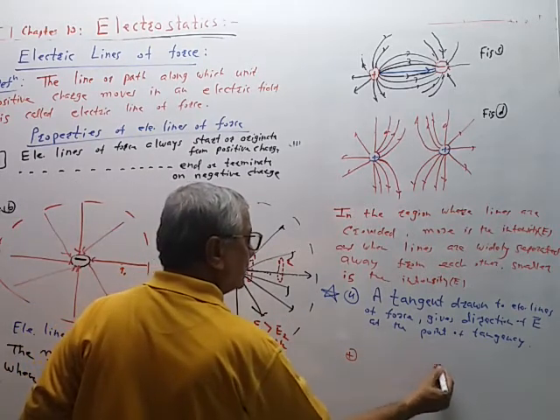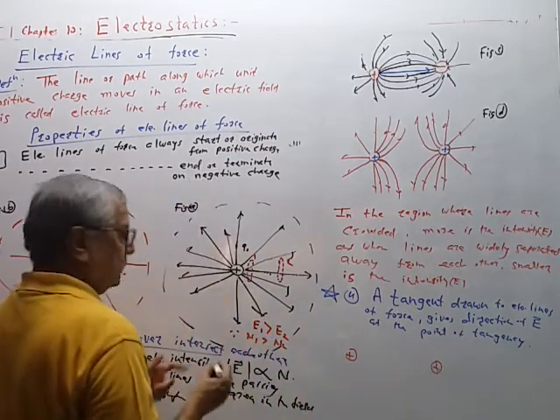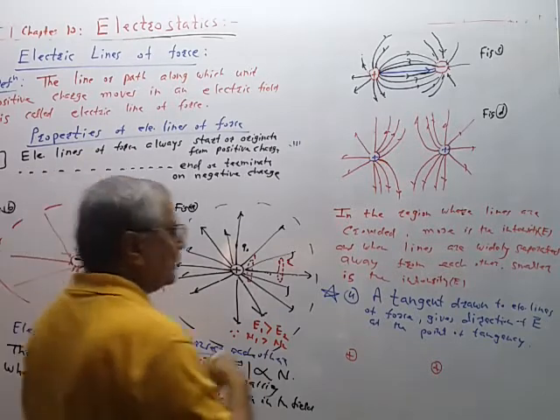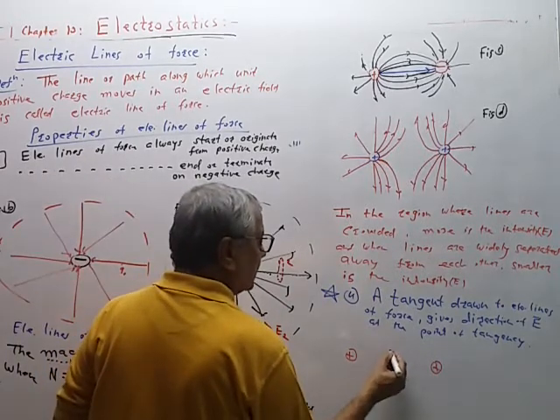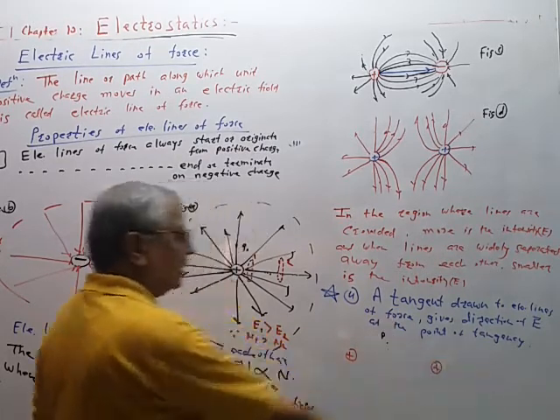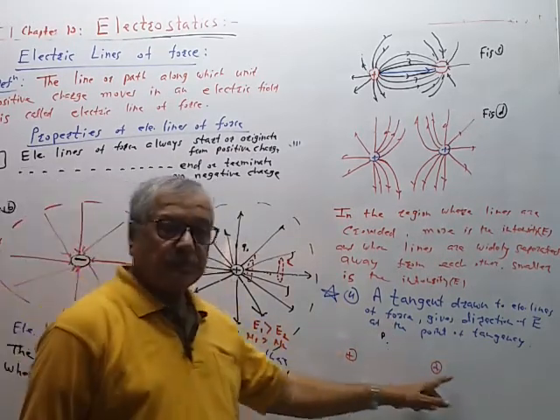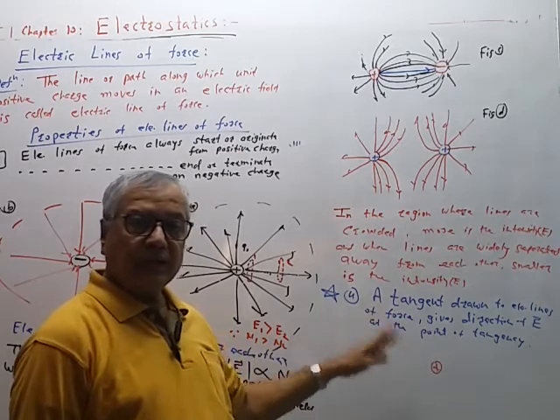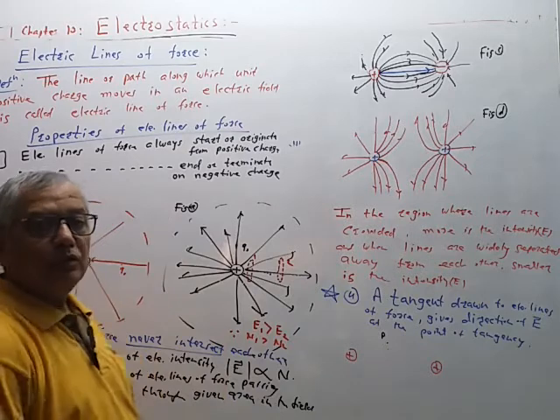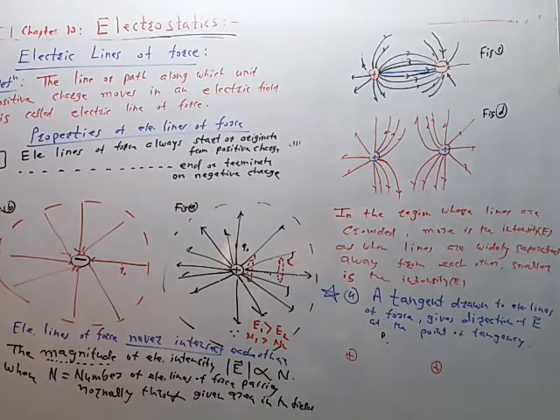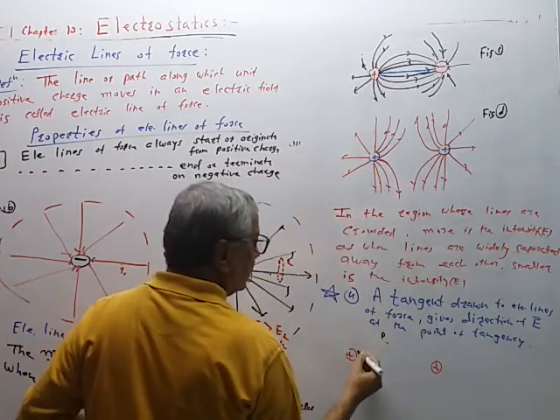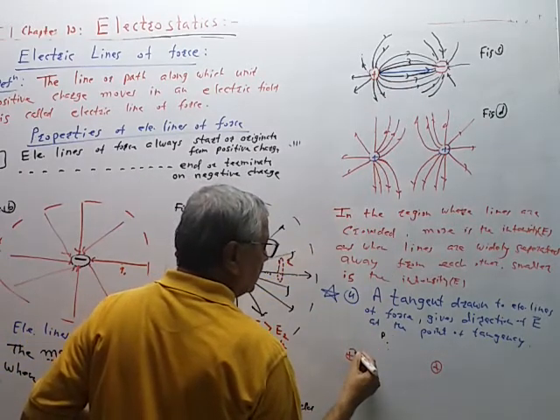This is also a positive charge, and say this is the point where we have to decide the direction of the electric field intensity. There are two positive charges, so there will be an electric field produced at point P due to both charges, and we have to decide the direction only. Out of these, only one electric line of force is passing through the point P, and it is like this.